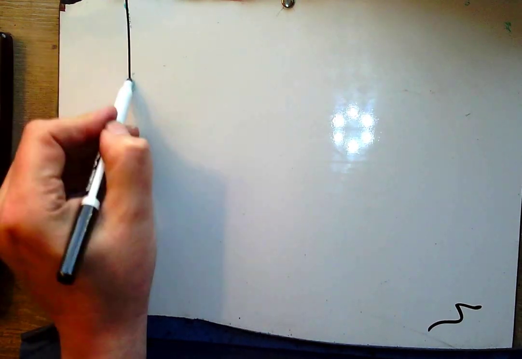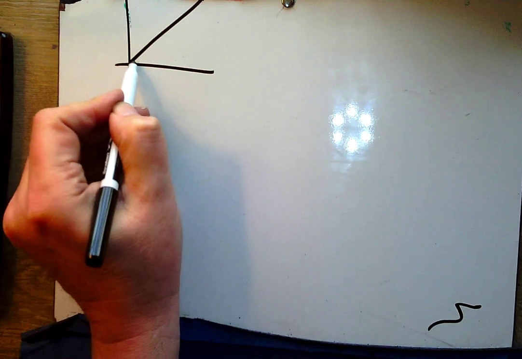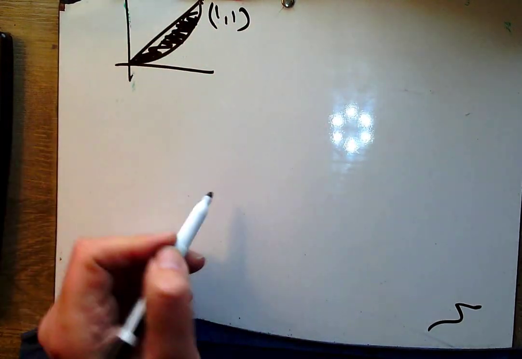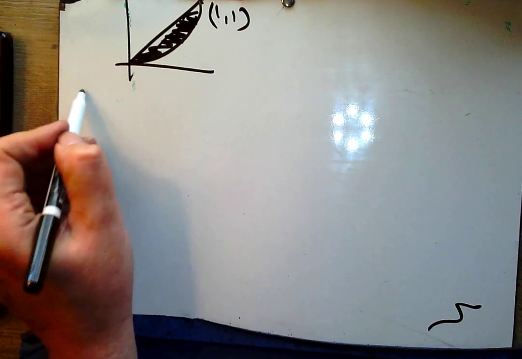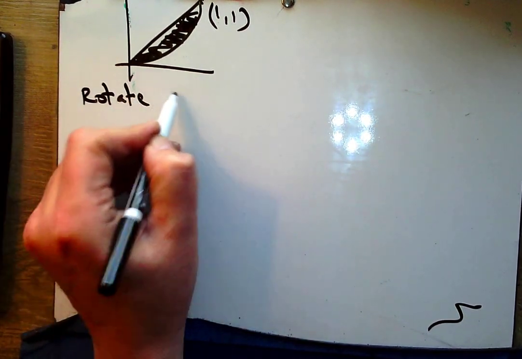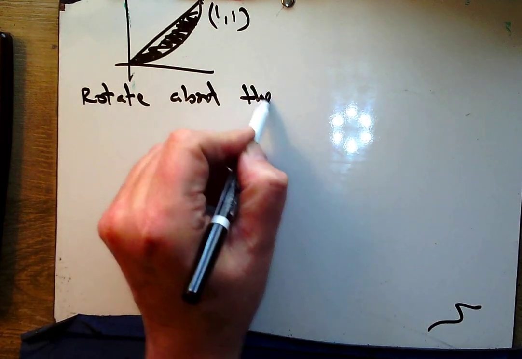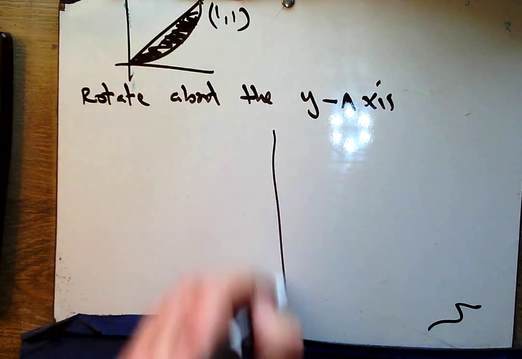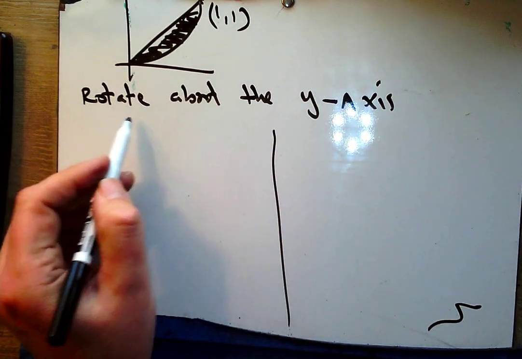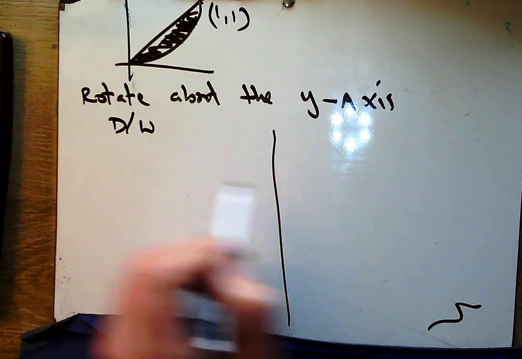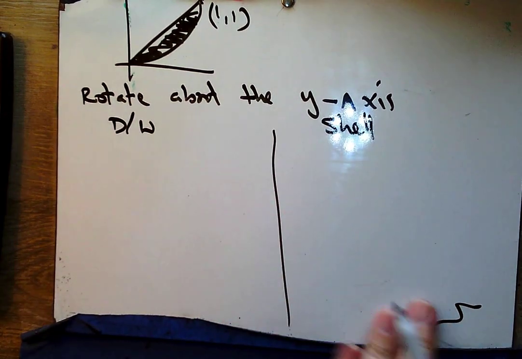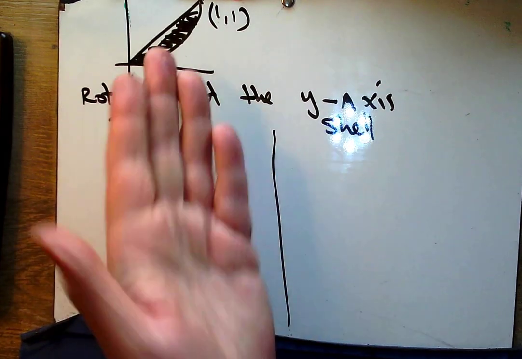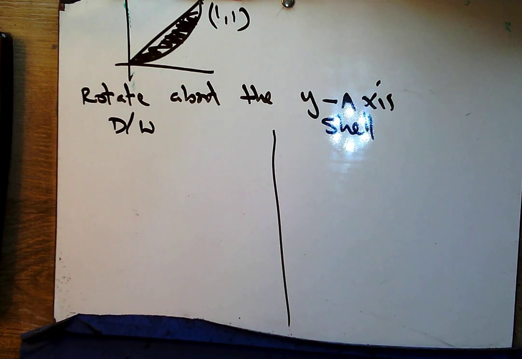We're still talking about this region. This is our region. And what are we doing? Well, what if I wanted to rotate about the y-axis? And I would like you to do two setups. I want you to do disc or washer setup, and I want you to do the shell setup. Pause the video, give it a try. We're rotating about the y-axis.